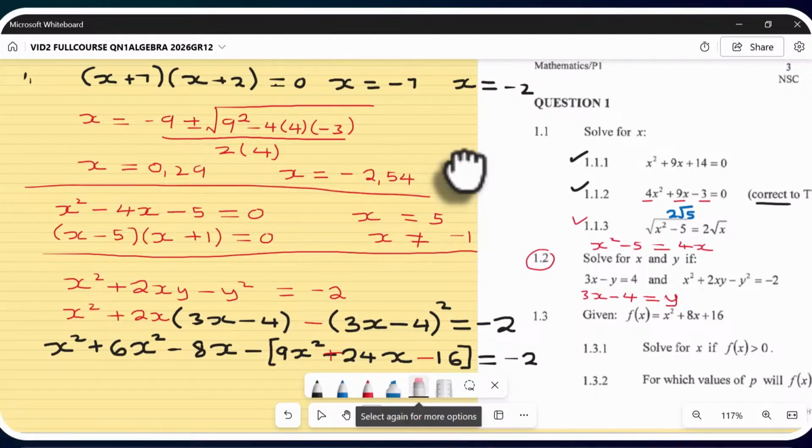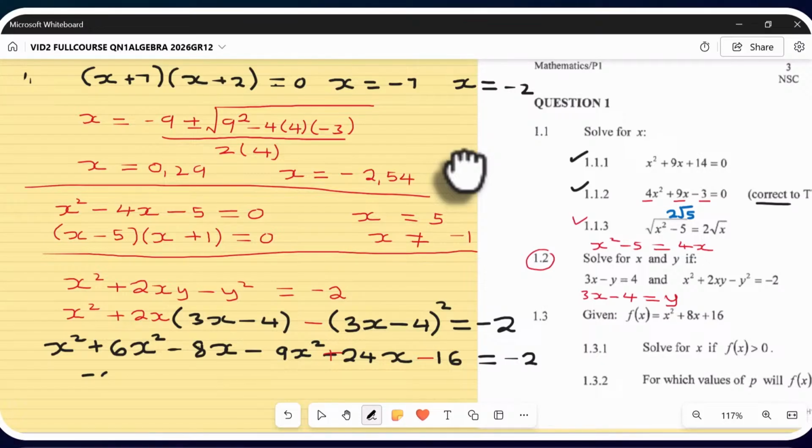So then from here now, divide by negative 2. If I divide by negative 2, what do I get here? I'm going to be left with x squared, and then minus 8x. Then plus 7. Plus 7 equals to 0.